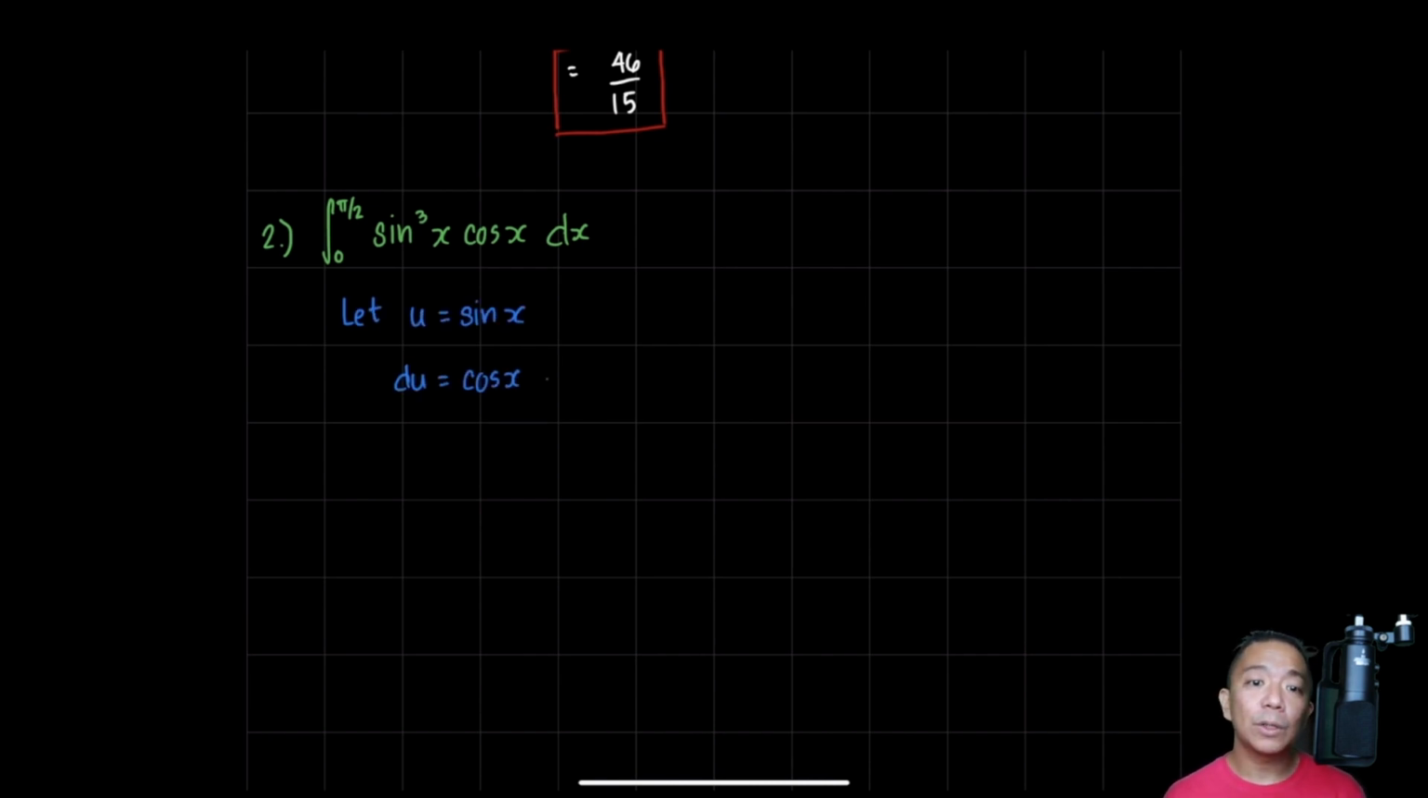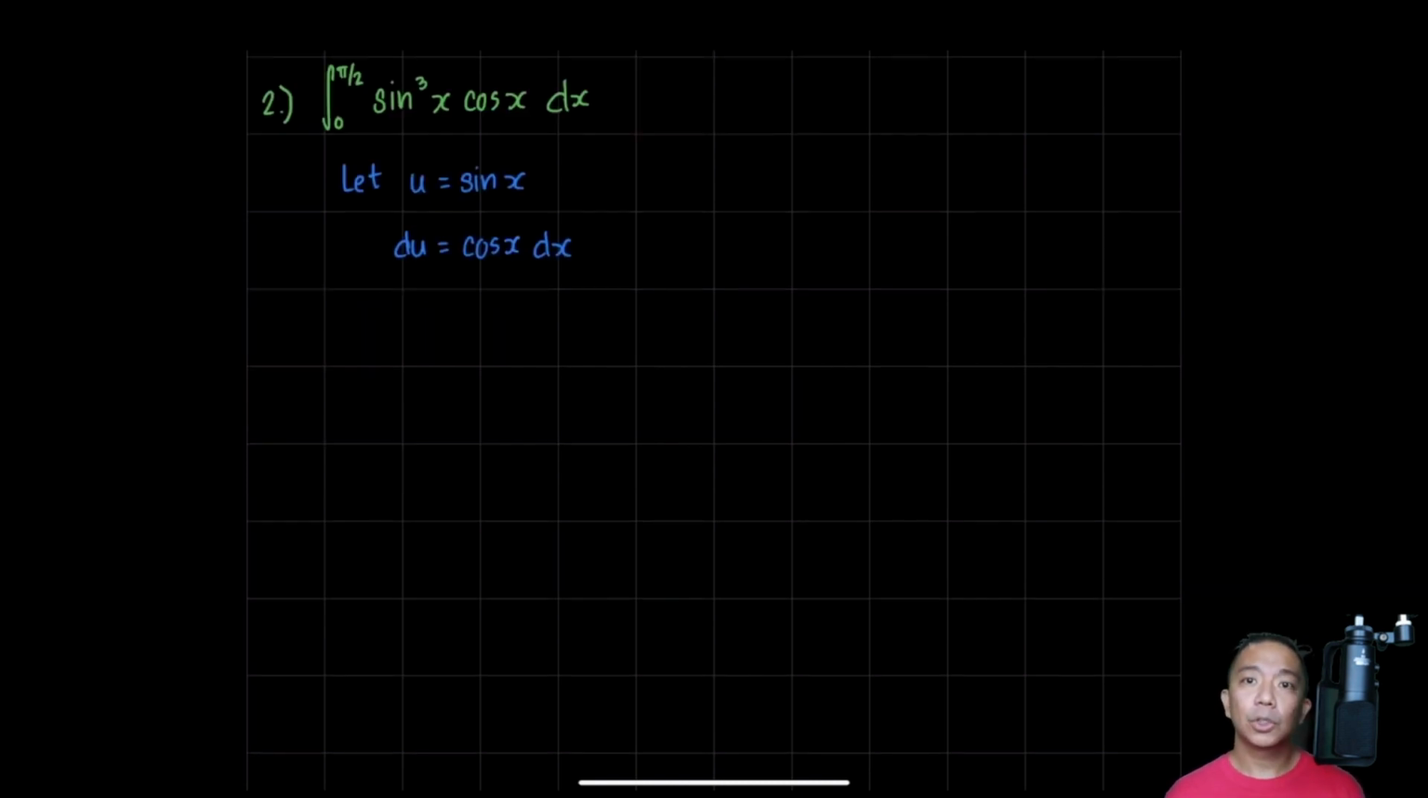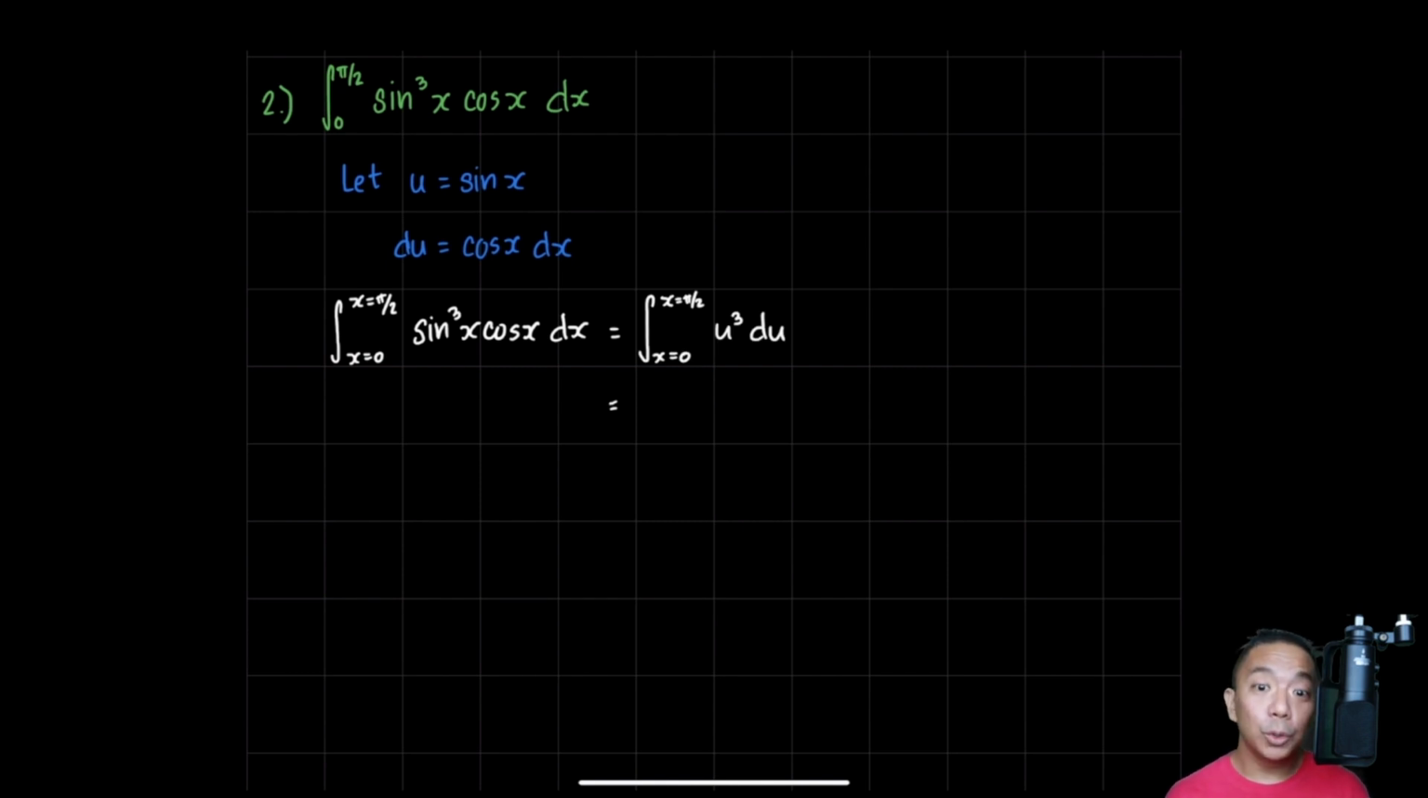So let u be equal to sine x. Ang derivative ni sine ay cosine. So du is equal to cosine x dx. So we're ready to rewrite our expression. Again, for the first instance, sinusulat ko na x equals 0 to x equals pi over 2, so I will not forget kung nasaang variable ako. This is equal to u cubed du. So you can see that's a nice power expression na madaling kuhanin yung antiderivative.